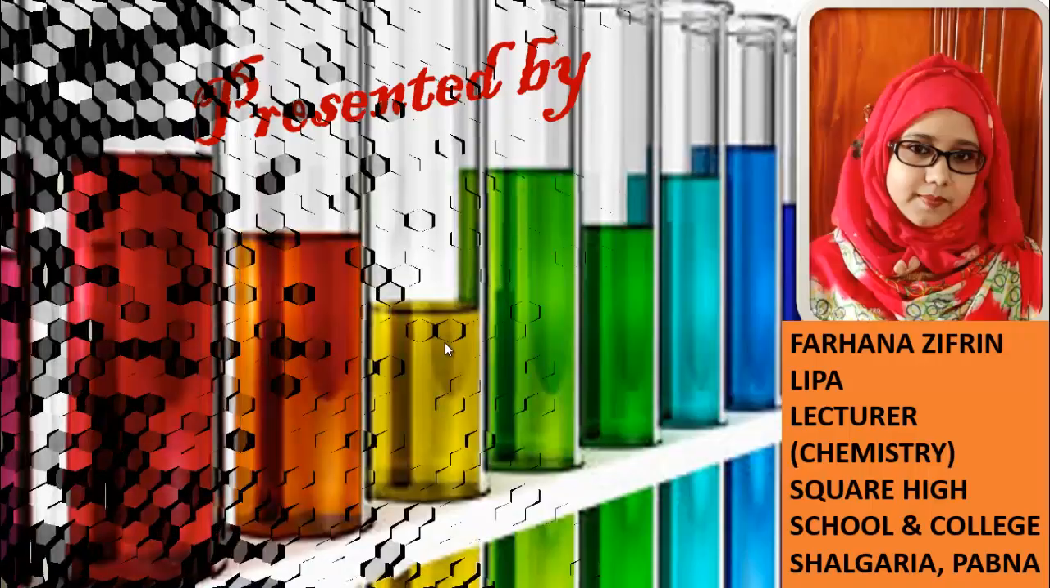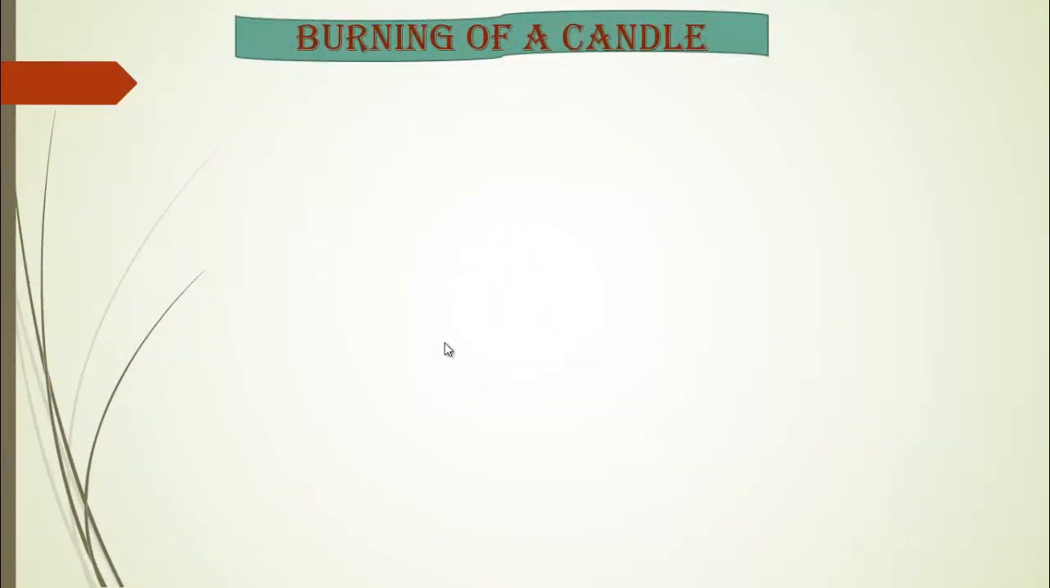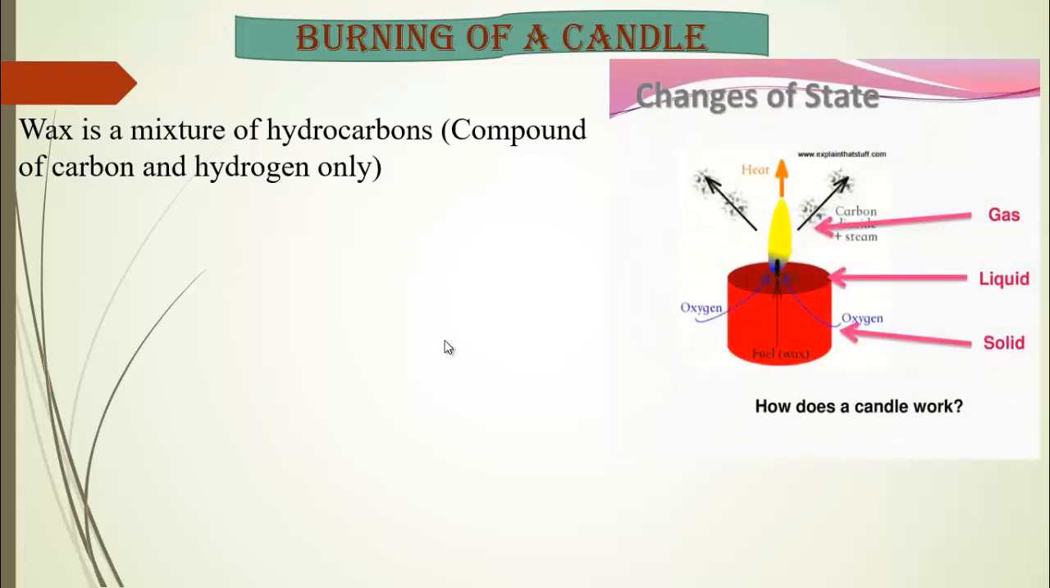But at first I will talk about burning of a candle. You know that a candle is made of wax. Wax is a mixture of hydrocarbons. Hydrocarbon means compound of carbon and hydrogen only. Follow the picture. This is the picture of burning of a candle.